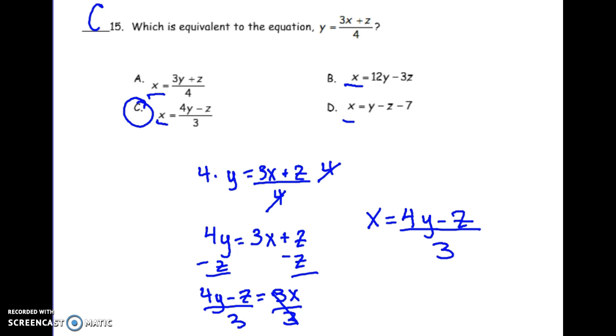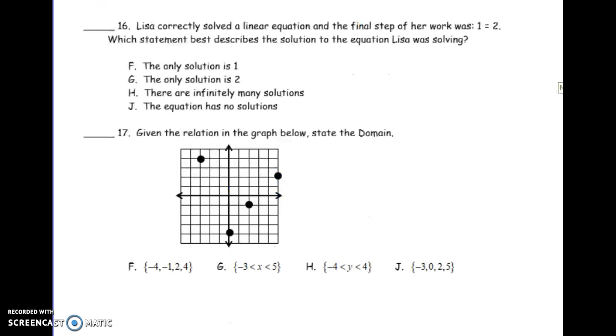Number 16 is, let's see, Lisa correctly solved a linear equation, and the final step of her work was 1 equals 2. Which statement best describes the solutions to the equation Lisa was solving? Well, 1 equals 2. Is that a true or false statement? That's false. That is not true. So that means that the equation has no solutions. Anytime you have a false statement without any variables, there's no solutions. If it was true, then you would have infinitely many solutions.